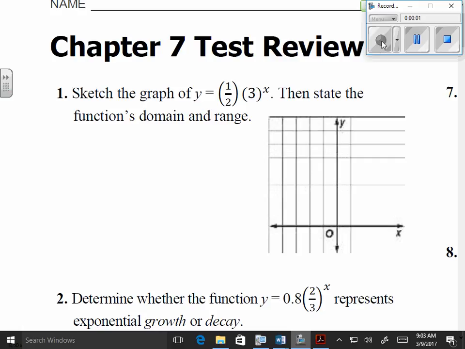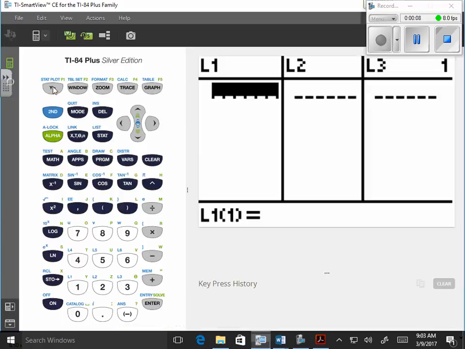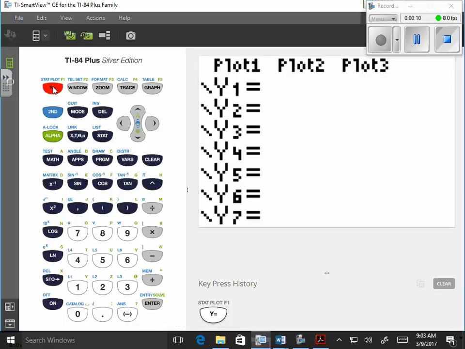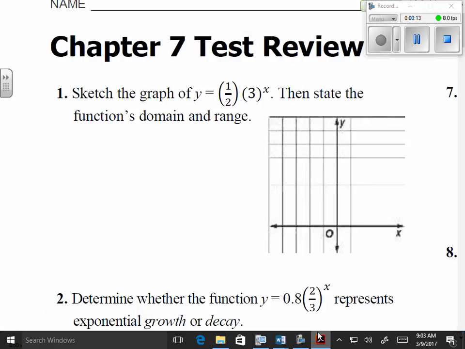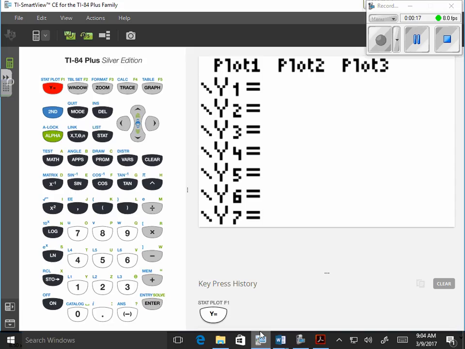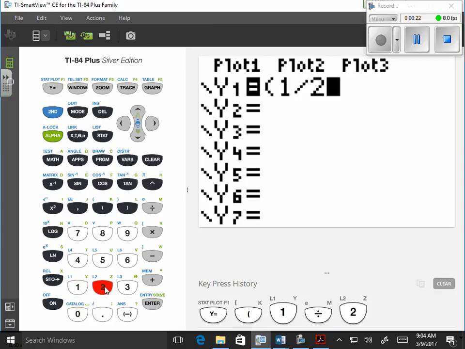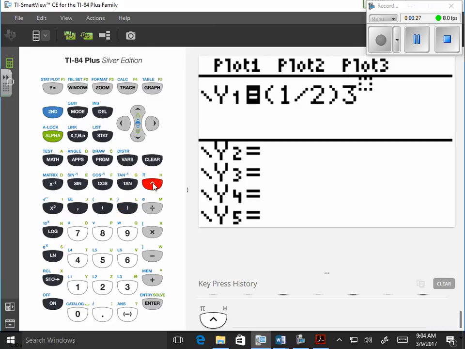Graph and then state the domain and range. So when you're going to sketch the graph, just put it in your calculator. Here we go. Go to y equals, I already forgot what it was. 1/2. Okay, got it. 1/2, 3 to the x. Does that look right? Yours will probably have an up arrow for x. Does that look right?